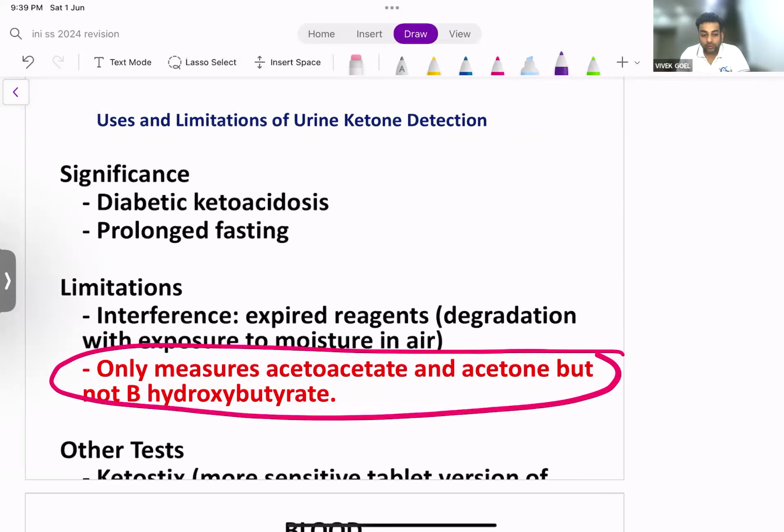I hope I'm clear to all of you. So urine ketone is a bedside test which we do for any patient in the emergency who has come with a very high blood sugar. There could be acidosis, and you check immediately for urine ketone and confirm whether there is ketoacidosis or not.